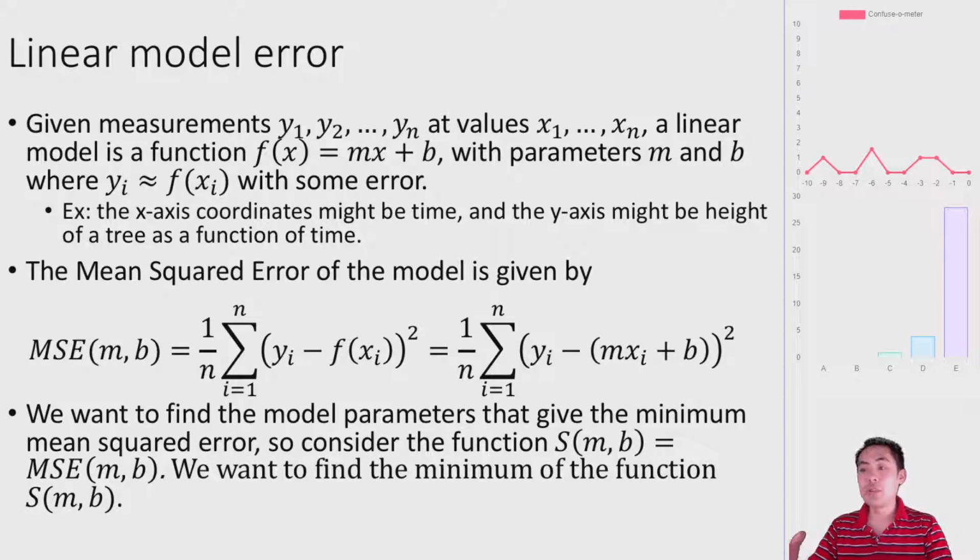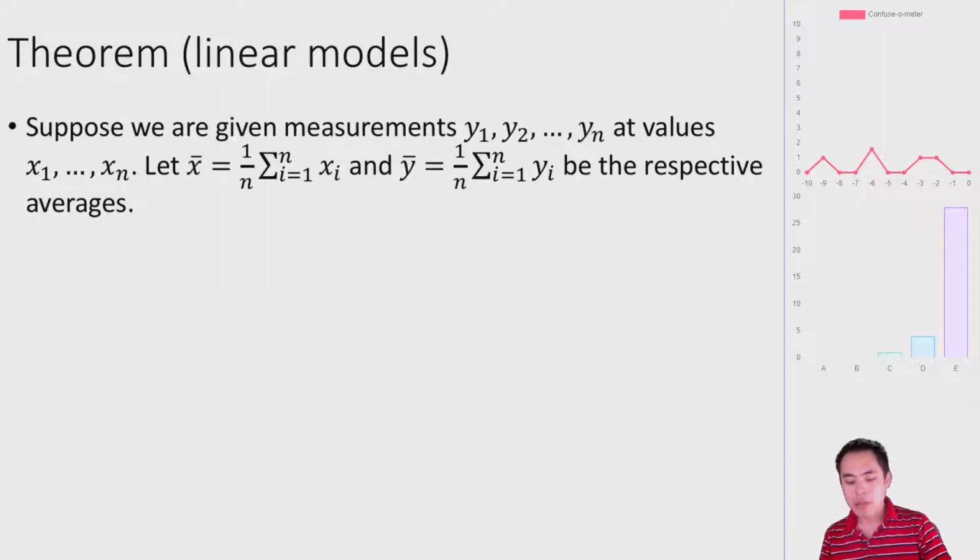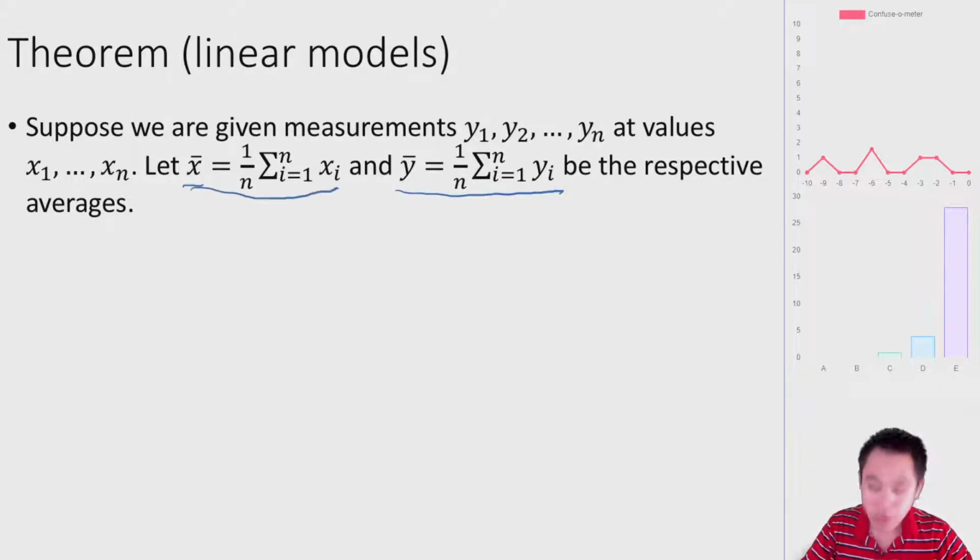It's still just a two-variable function, so we just need to take two partial derivatives, and we can find the minimum of this function. A moment ago, we did it for a particular example with data. You can also do this in the abstract, and if you do it carefully, you end up with a very important theorem. If you have the same setup, let x bar be the average value of the x's and y bar be the average value of the y's.